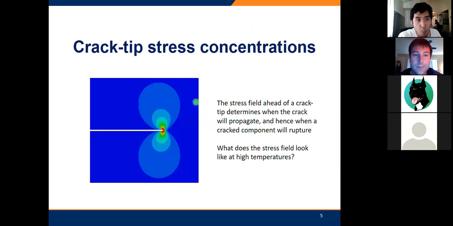All right, so the first project I'm going to tell you about has to do with stress concentrations at crack tips. You know that at sharp changes in geometry, you get stress concentrations, and that's also true at the tip of a crack. In fact, stresses can get really large at crack tips. The stress field in the vicinity of the crack tip determines when that crack will propagate, and therefore when a cracked component is going to rupture. So a natural question that engineers ask is, what does that stress field look like in front of the crack tip? And particularly when you're designing a high temperature component, what does that stress field look like at high temperatures?